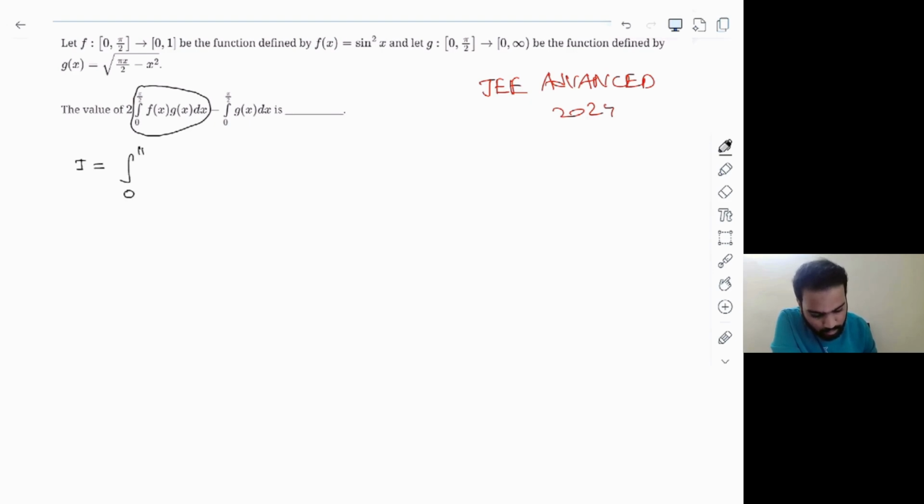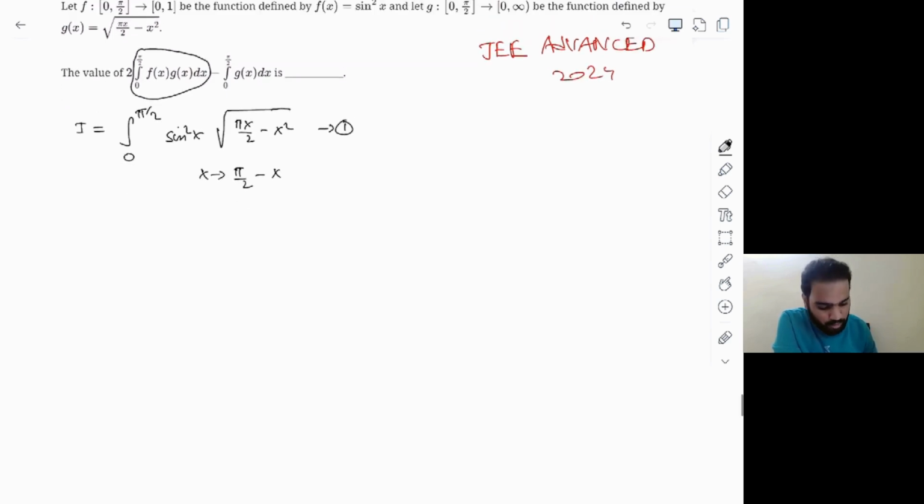Capital I is equals to integral 0 to pi by 2 f of x. F of x here is nothing but sine square of x multiplied by g of x will be square root of pi x by 2 minus x square. Let me take it as equation number 1. Okay. So many students might think that we need to solve the two integrations separately and it's going to be a very lengthy process. But the beauty of this question is you just need to use the King's rule here. So we know what is King's rule. You can simply replace x with a minus x here. That is replace x with pi by 2 minus x. Okay. So let's see what happens. We get capital I is equals to integral 0 to pi by 2.